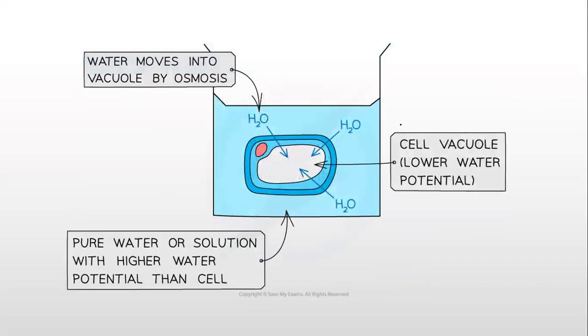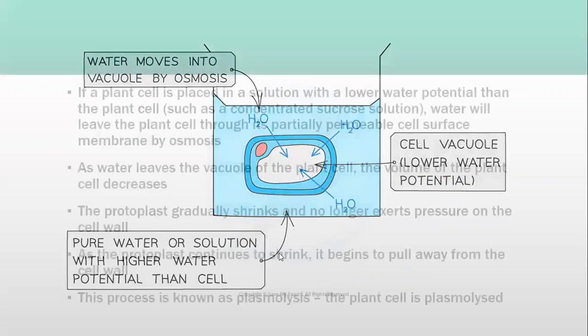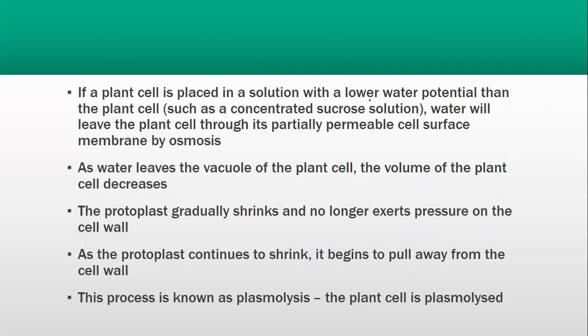So here we have, if we talk about a dilute solution. Dilute solution में क्या होगा? You can see we have a higher water potential outside, lower water potential inside, hence the water enters because the cell vacuole has lower water potential. If a plant cell is placed in a solution with a lower water potential, मतलब कि अगर हम concentrated sucrose solution की बात करें, now what would happen?